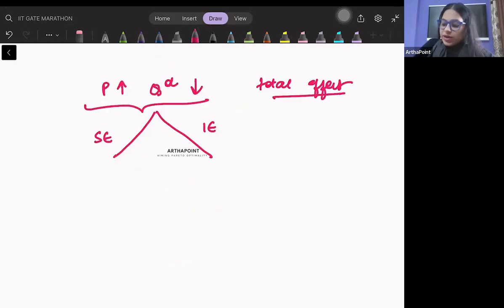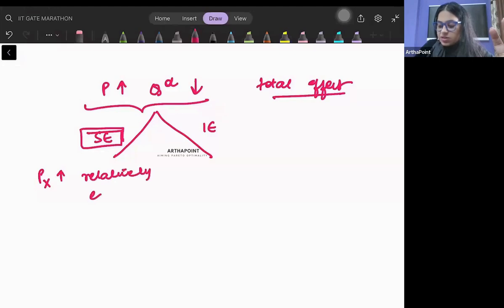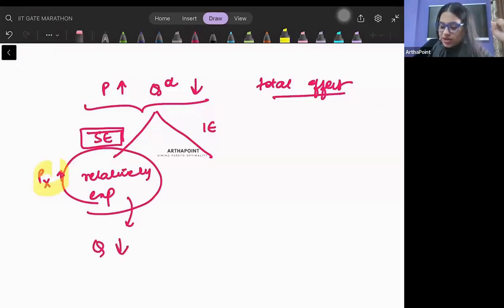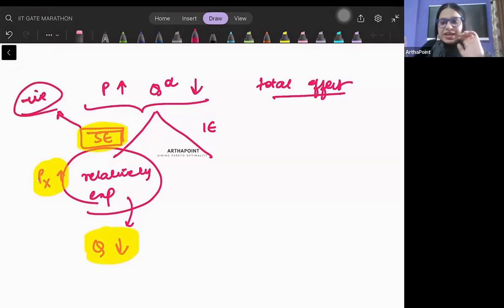Now when I am talking about the substitution effect, ideally it says that when the price of the good increases, it becomes relatively expensive. And when it becomes relatively expensive, you should decrease its demand. So price and quantity move in opposite directions, and hence the substitution effect is negative. This is the concept: the substitution effect is negative.